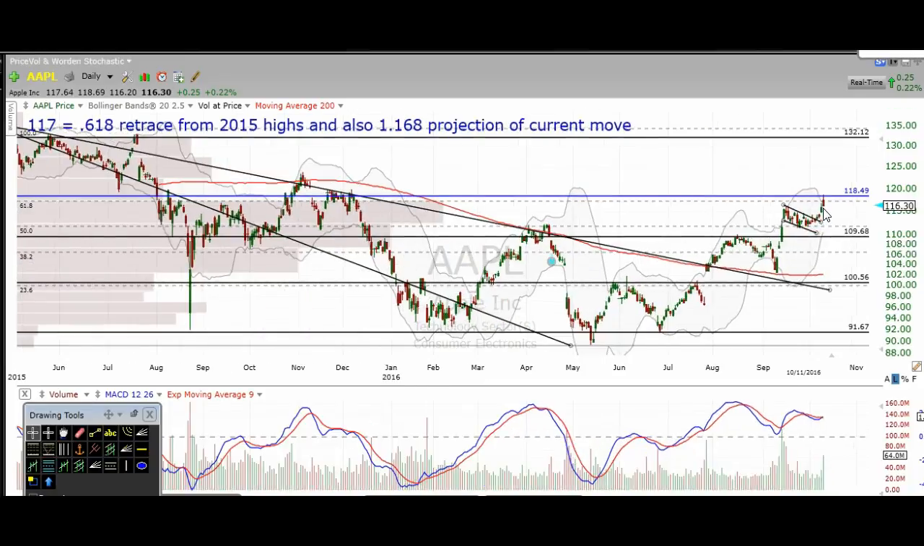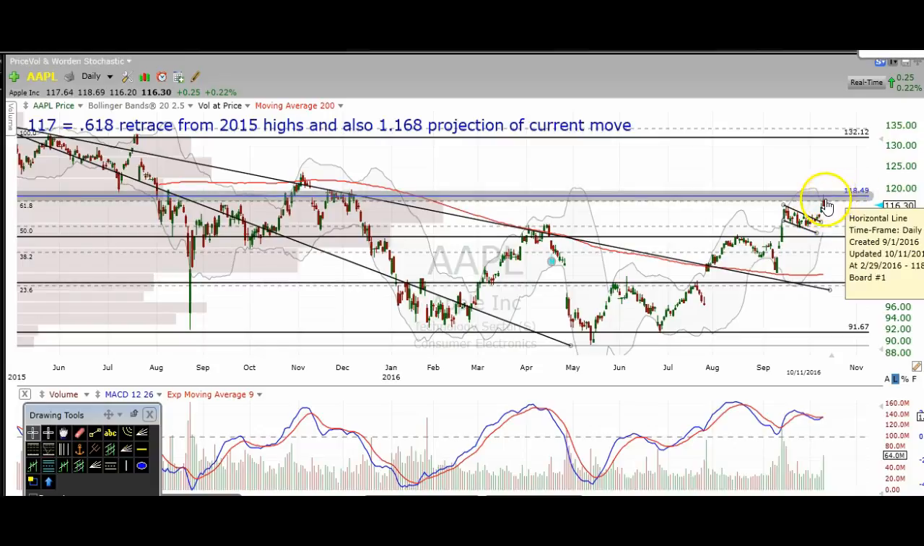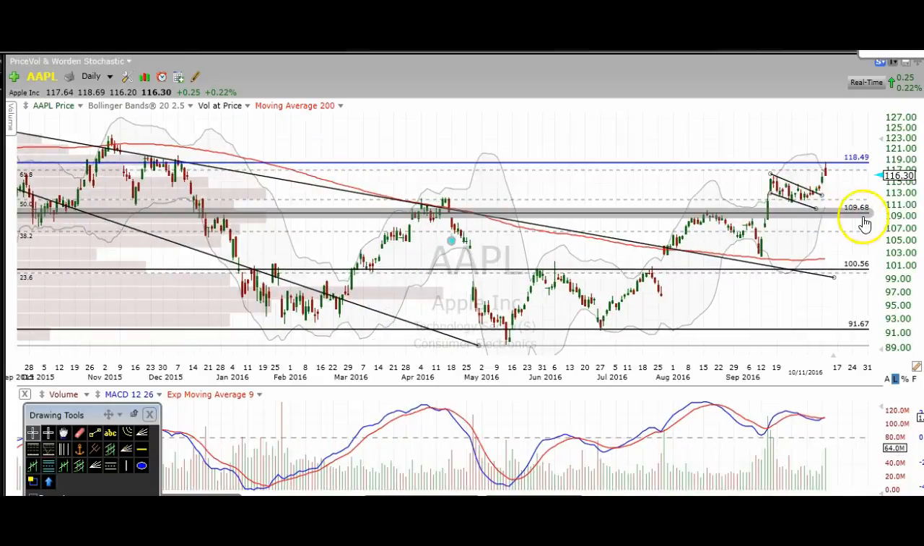So I'm not particularly convinced that Apple has a lot of upside left in it in this very near term. I believe that we're going to see a little bit of short-term downside, but I do believe that it still is buyable here on dips. So I think that if we get a dip down to about 109 to test these previous highs right here, that could get bought as well.